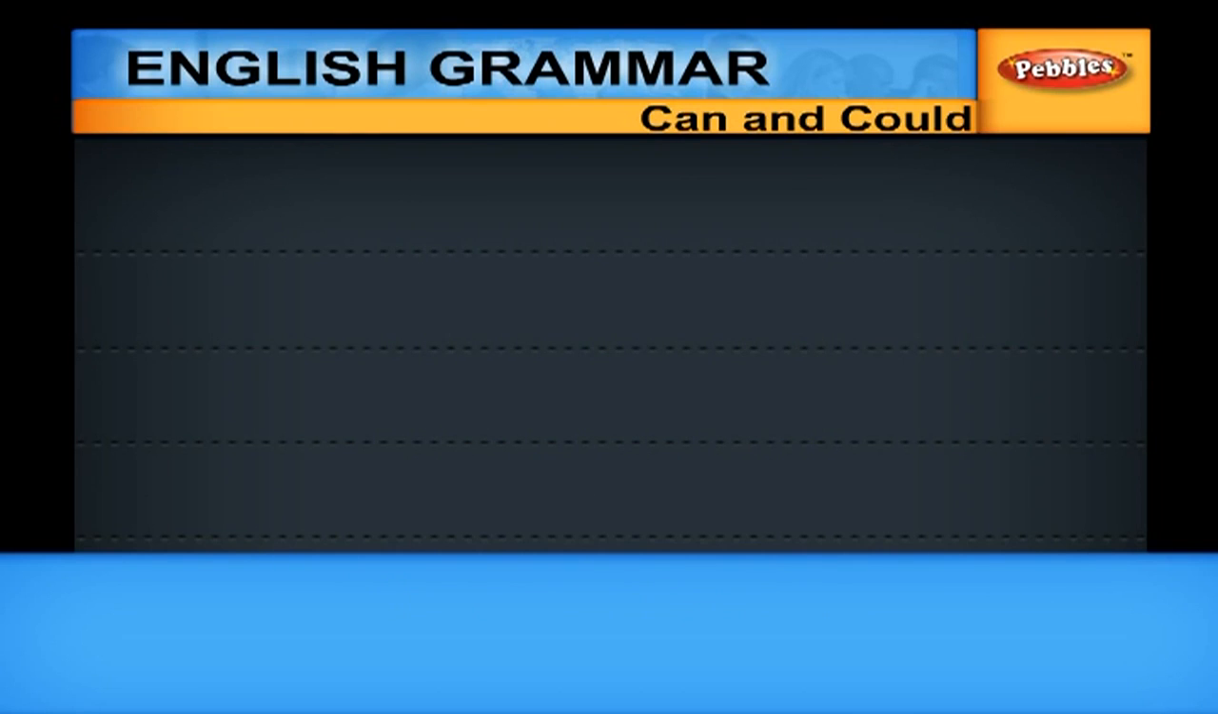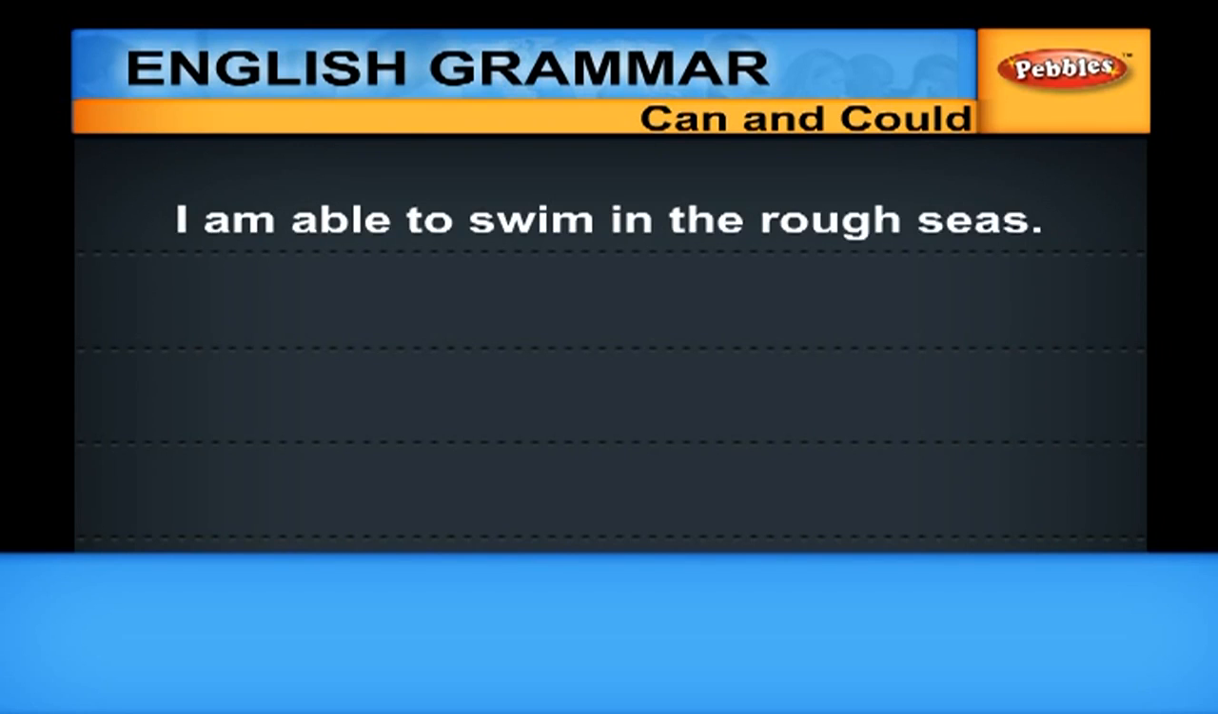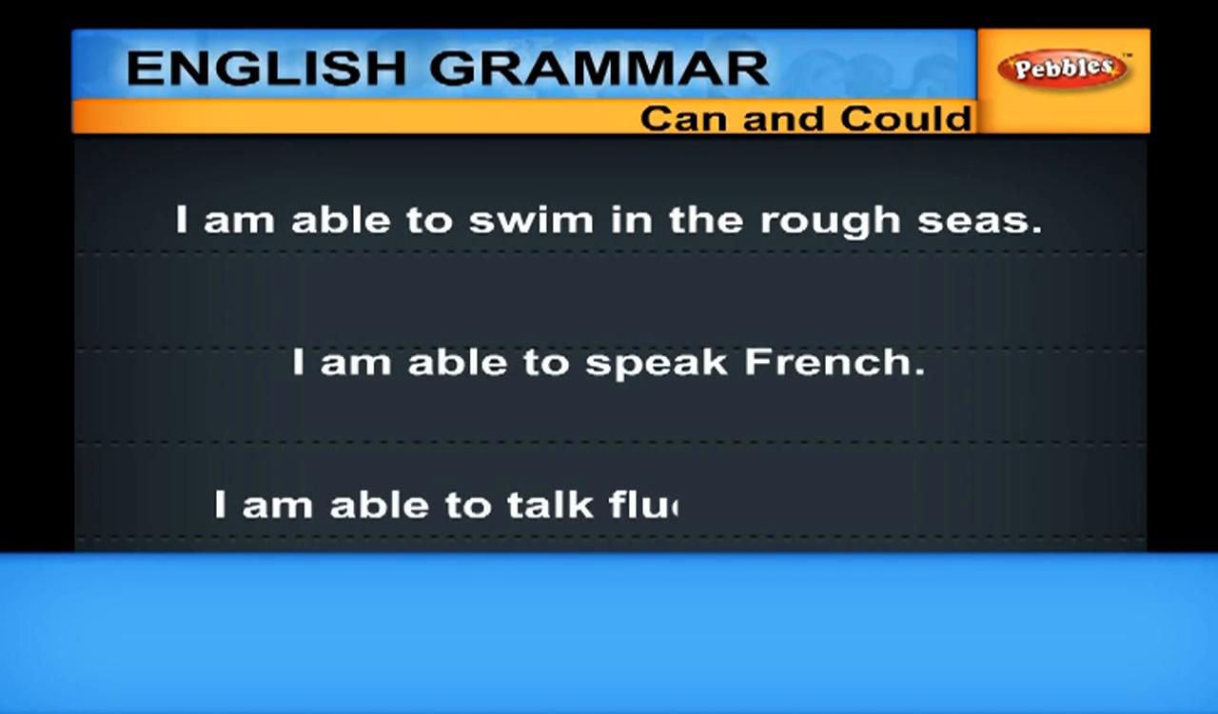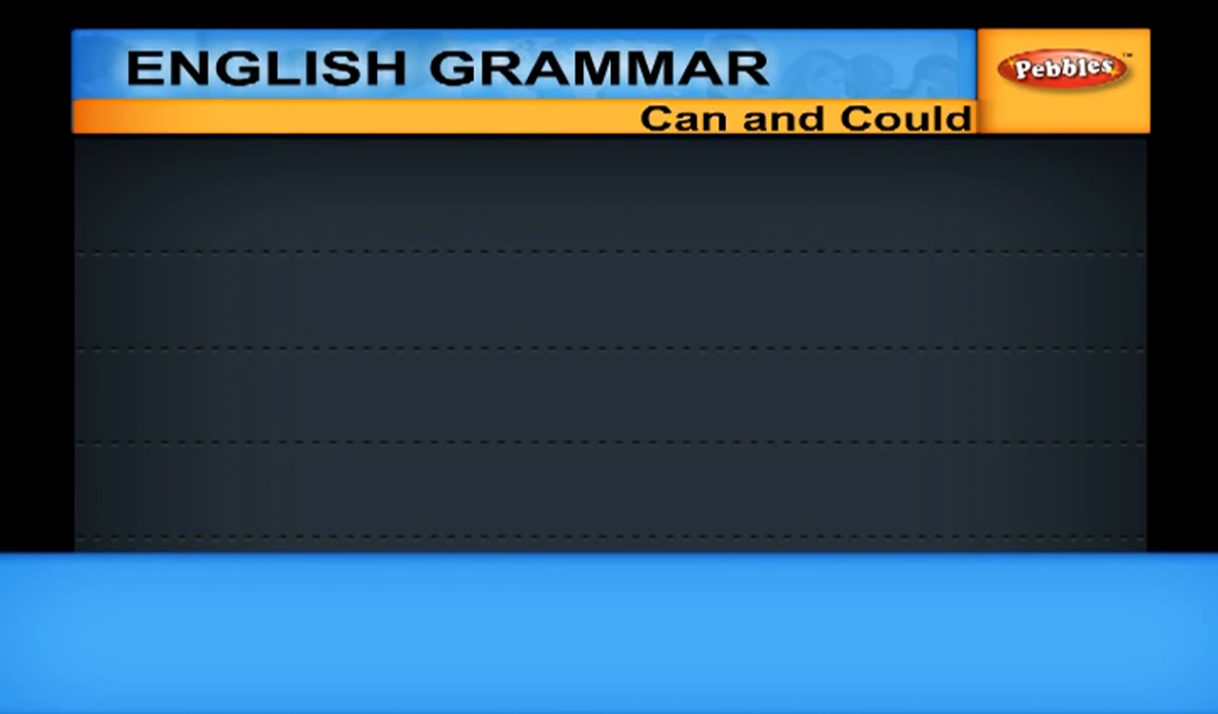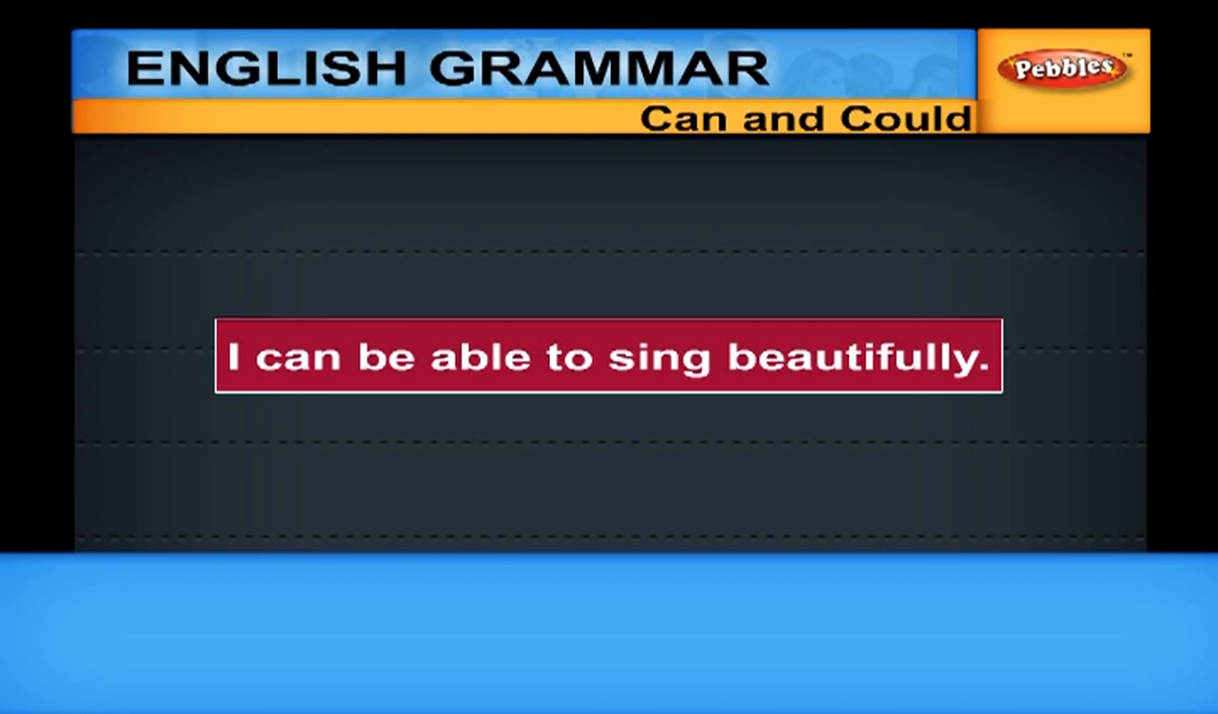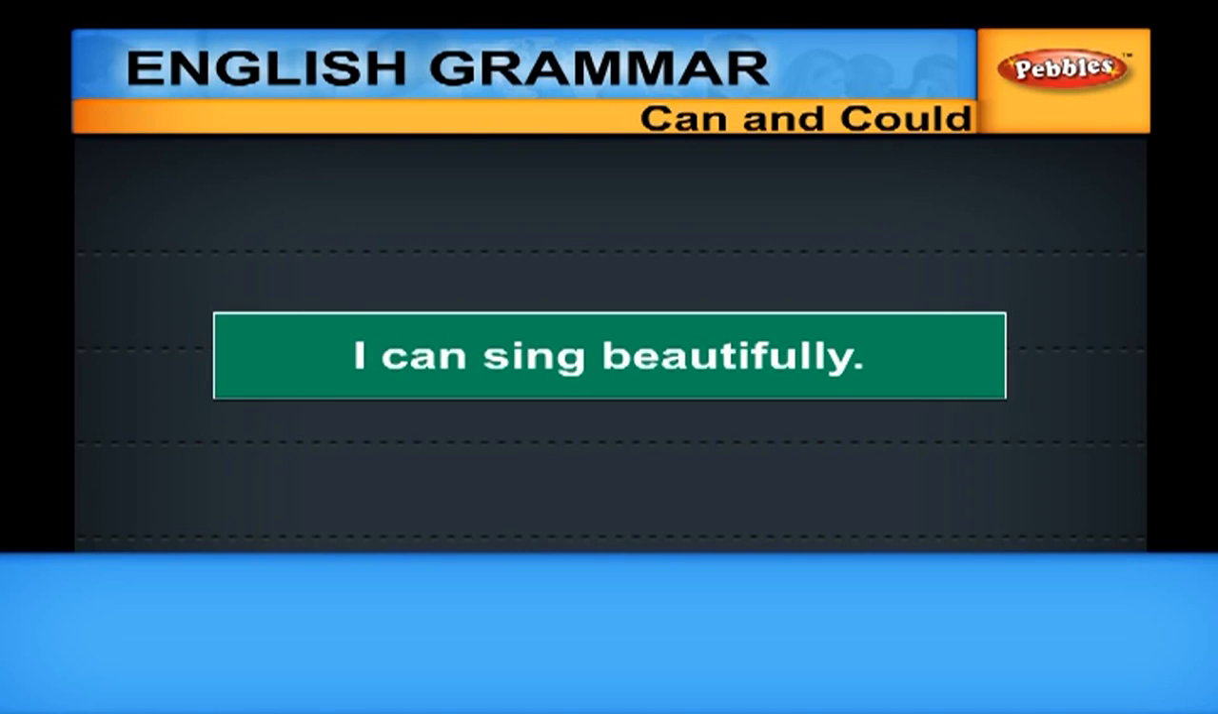Can can also be replaced with able to. I'm able to swim in the rough seas. I'm able to speak French. I'm able to talk fluently in Tamil. You have to remember that it is wrong to say, I can be able to sing beautifully. This is a very common expression that we hear among us. Don't you think so? When you say can, it already means able to. Always remember that. So there is no need for you to say can and able to.